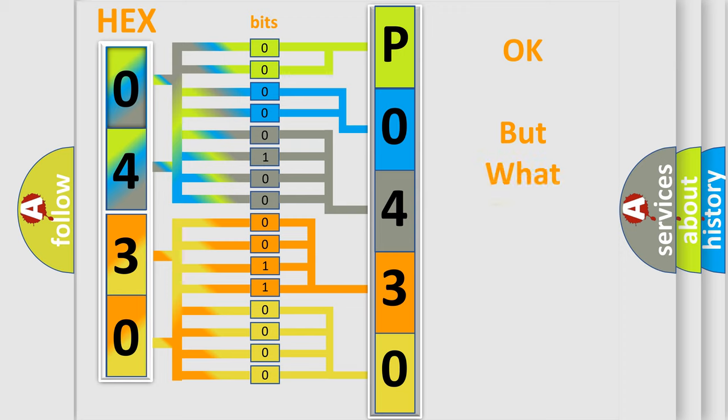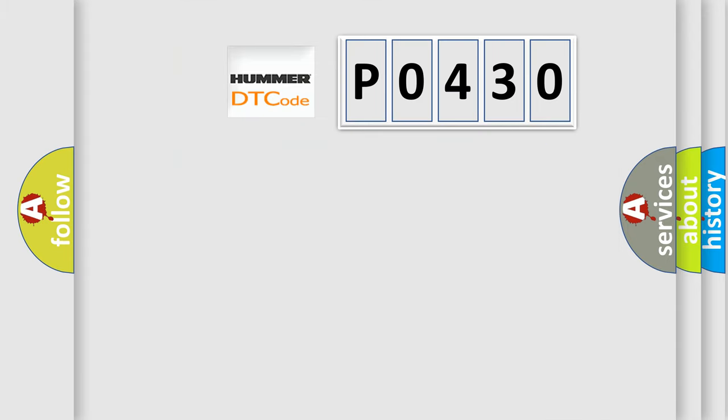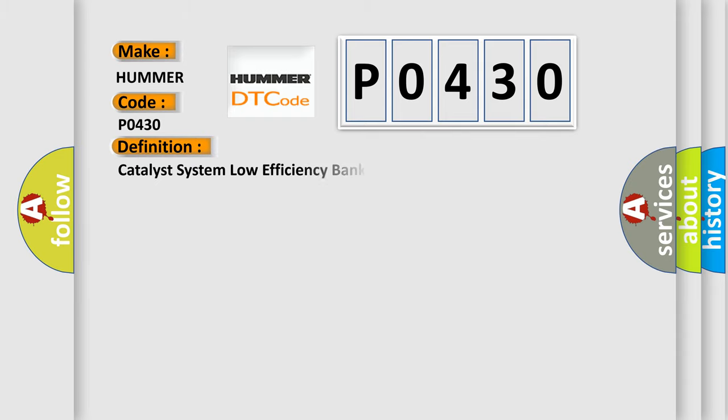The number itself does not make sense to us if we cannot assign information to what it actually expresses. So, what does the diagnostic trouble code P0430 specifically mean to car manufacturers? The basic definition is catalyst system low efficiency bank. And now this is a short description of this DTC code.